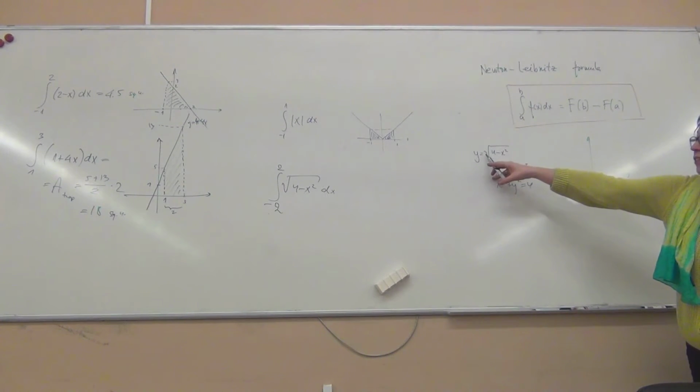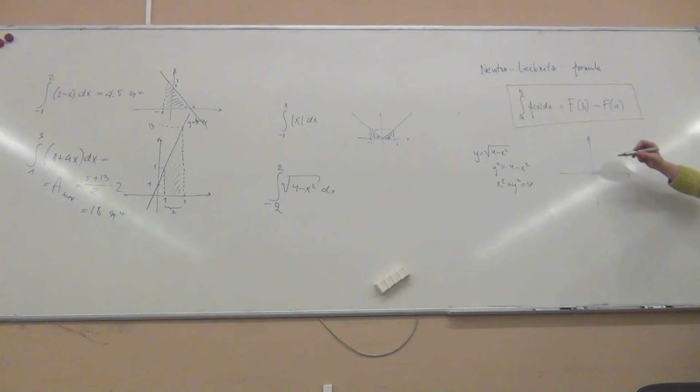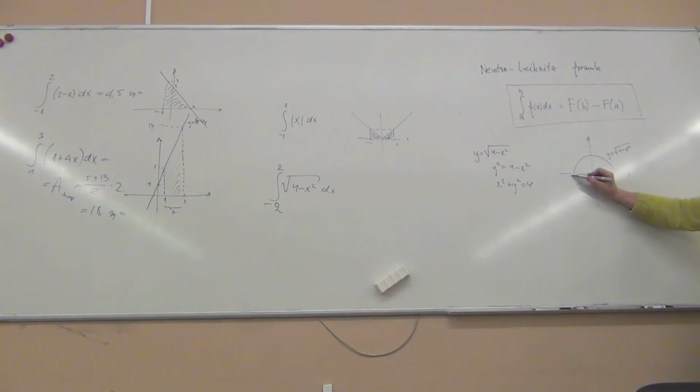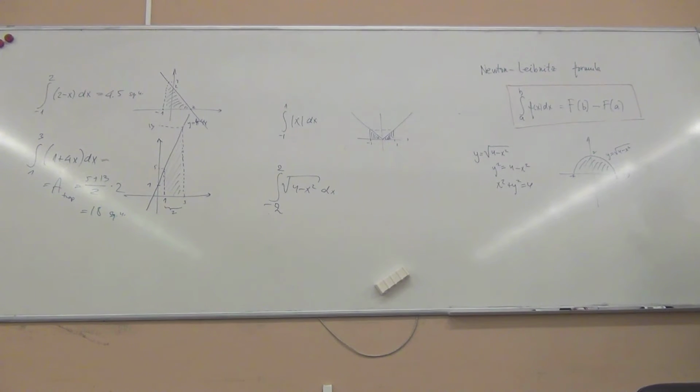It's a half circle. Obviously, because this is the main root, y cannot have negative values. y is always positive or 0. So y equals the square root of 4 minus x squared is a half circle, from minus 2 to 2, with radius 2. And we are interested in this area, which is half of a circle.